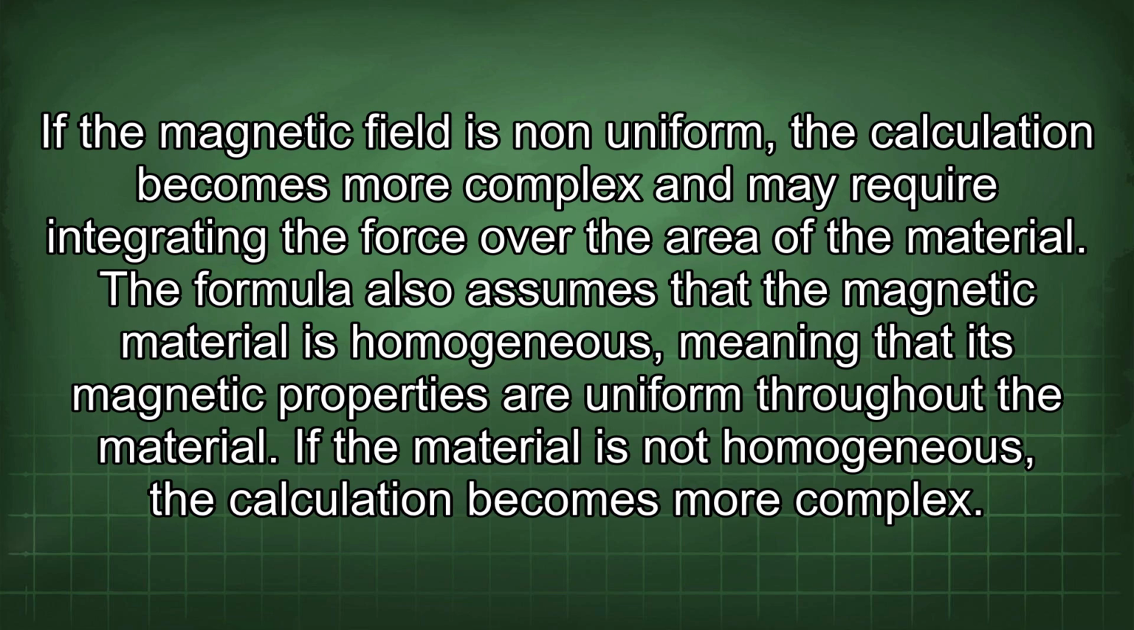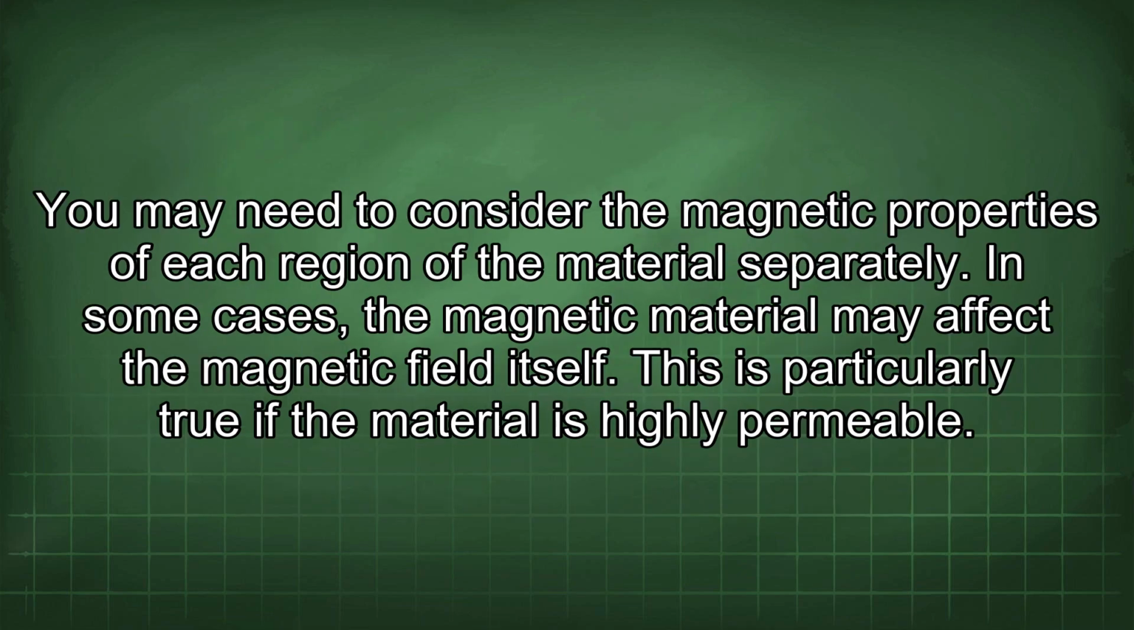The formula also assumes that the magnetic material is homogeneous, meaning that its magnetic properties are uniform throughout the material. If the material is not homogeneous, the calculation becomes more complex. You may need to consider the magnetic properties of each region of the material separately.